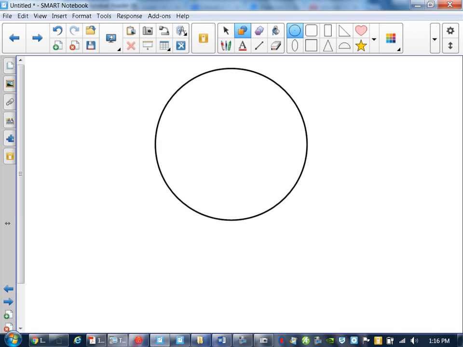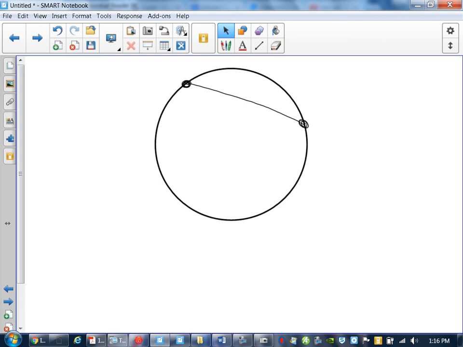And then we got into 10.3. 10.3 had everything to do about chords, and basically, I think there were some tangent segments in there too, and I don't know if we'll get time to get to that. We're running a little short here.